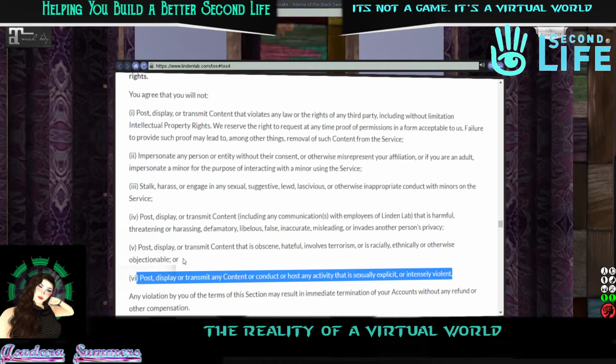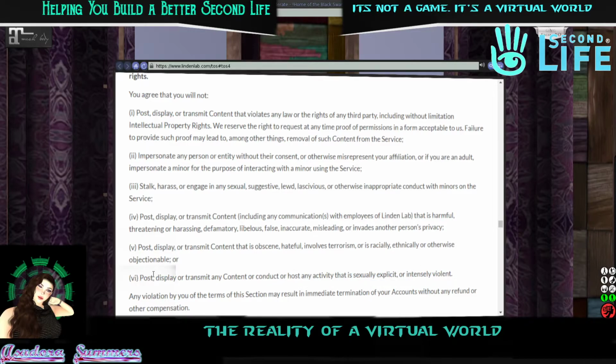These two parts do not directly state to users of the service or another user. This is a generality publicly. If you post on a forum, display in world, or transmit content, the stuff that griefers usually do, that it is obscene, hateful, involves terrorism, or is racially, ethically, or otherwise objectionable, or post, display, or transmit any content or conduct, or host any activity that is sexually explicit or intensely violent. You agree that you will not do these things. And just to let you know, I'm reading Second Life's Terms of Service.